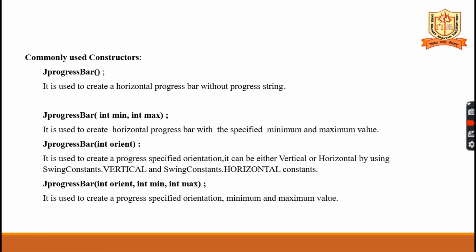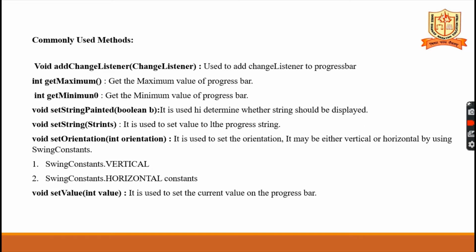Next, the last constructor, JProgressBar, has three parameters: orientation, minimum and maximum. It is used to create a progress bar of specified orientation, either horizontal or vertical, and minimum and maximum values. And commonly used method, void addChangeListener, used to add the change listener to the progress bar. The next method is getMinimum. It retrieves the integer, and getMaximum gets the maximum value of the progress bar.